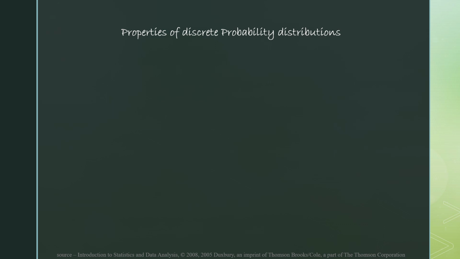Properties of discrete probability distributions. For each possible value of the random variable x, probability of x is greater than or equal to 0 and less than or equal to 1. That is, the probability associated with each possible value of the random variable x can be 0, 1 or any value between 0 and 1. However, the sum of the probabilities for every possible value of x equals 1. That is, the total probability does not exceed 1, which is nothing but stating the obvious.